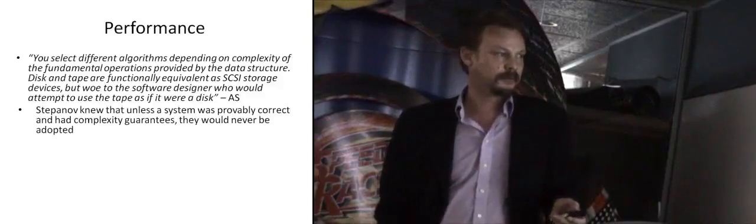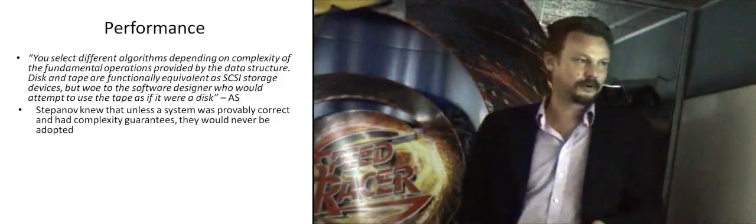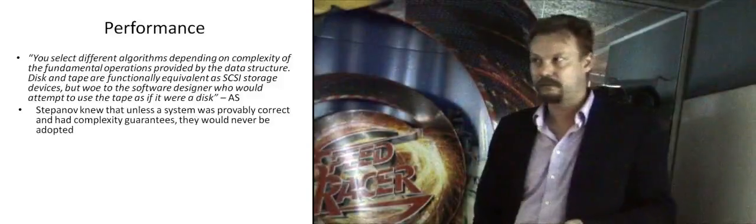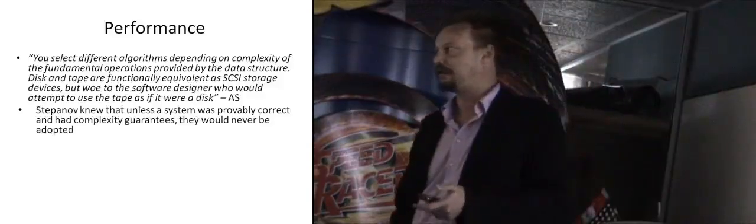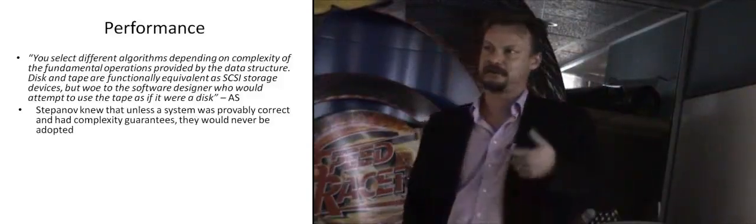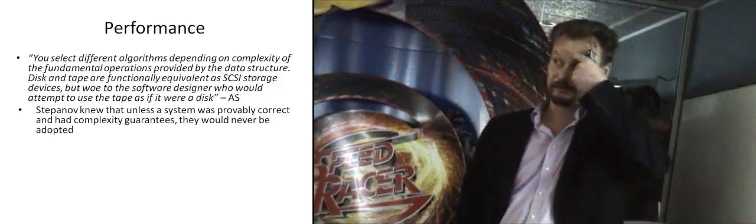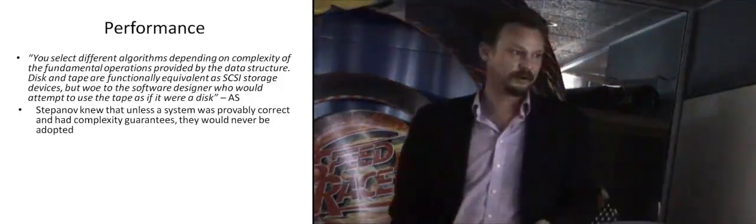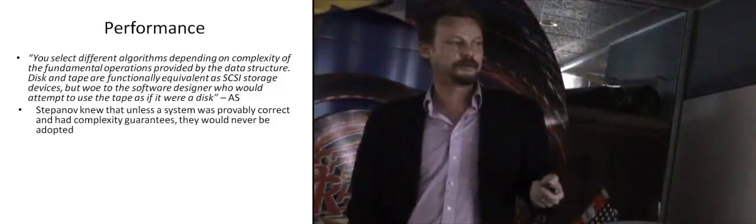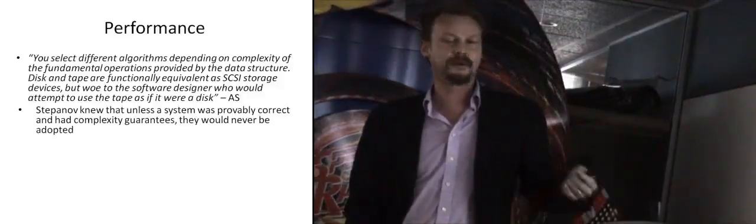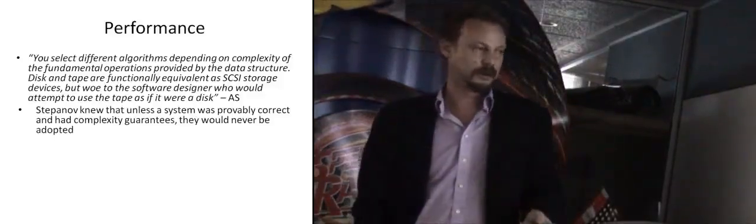On the idea of performance, Stepanov knew that he had to show that what he'd written was provably correct in a mathematical sense, and that when it says it's log n complexity, it had to actually be log n complexity. We'll get into complexity guarantees as well. But he knew that that was one way to remove an obstruction to getting it into the standard: to have complexity guarantees.